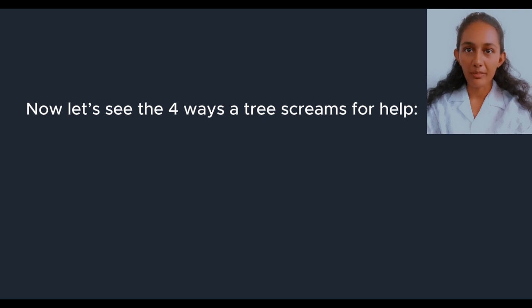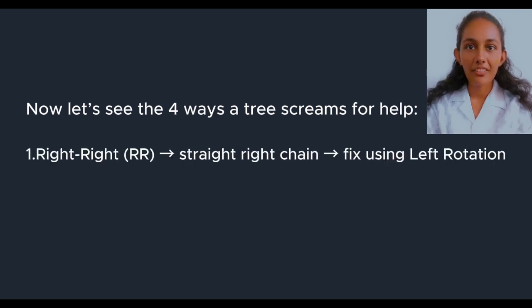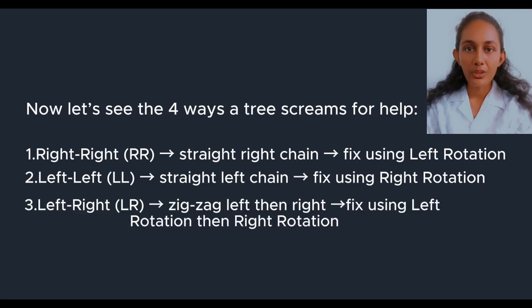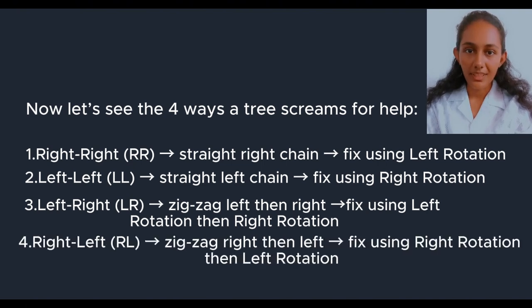Now let's see the 4 ways a tree screams for help. The first one is right-right, also known as RR. The second one is left-left, also known as LL. The third one is left-right, also known as LR. And the last one is right-left, also known as RL. Now let's talk about what these are one by one.